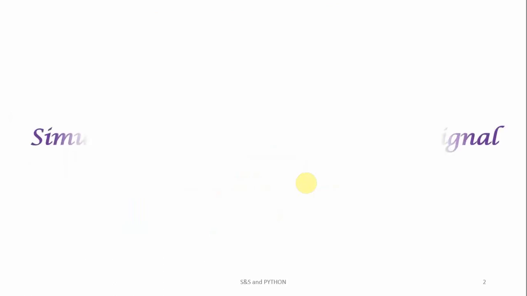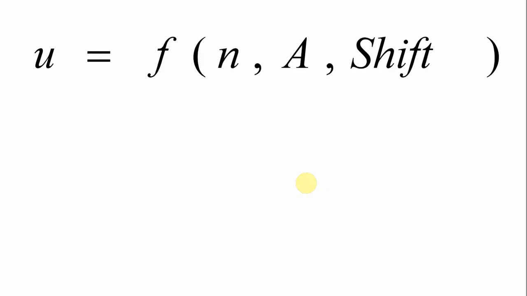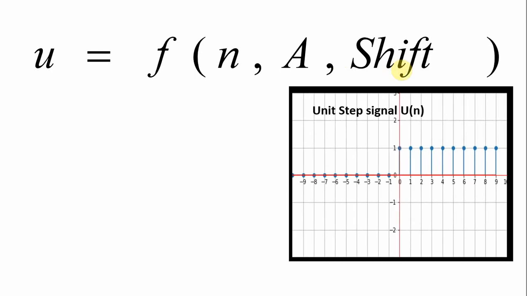Today I am going to explain how to simulate a discrete time step signal using Python. A discrete time step signal, we can define it as a function of discrete time n, magnitude a, and the shift as a general function, and a unit step function.